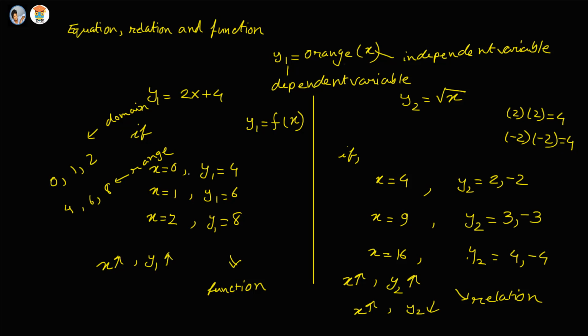Okay. To conclude, in case of a function, there is a specific relationship. It can be if x increases, y increases, or if x increases, y decreases. But for a relation, there are no specific relationships.